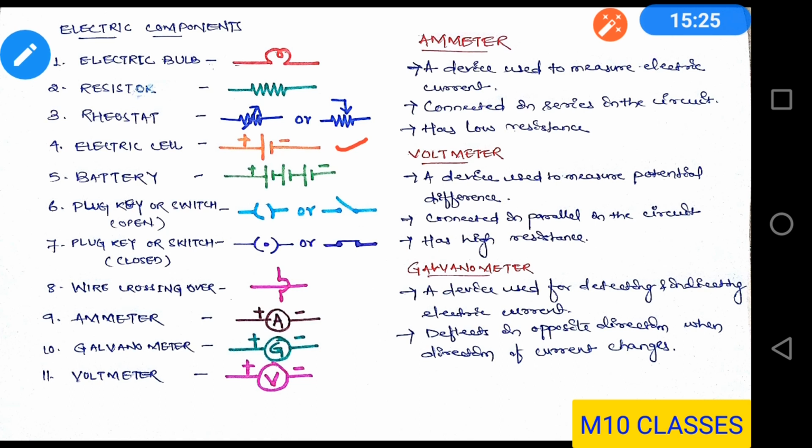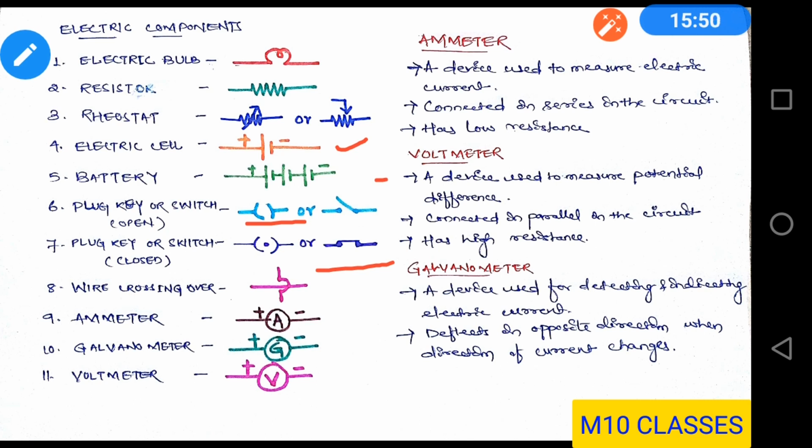Next is plug key or switch, that is open. This is the plug key and this is the switch, it is open. Next is plug key or switch closed. When it is closed, there will be a dot inside the braces, and this is the closed switch. Wire crossing over, that means it is not jointed. This is shown as this picture.